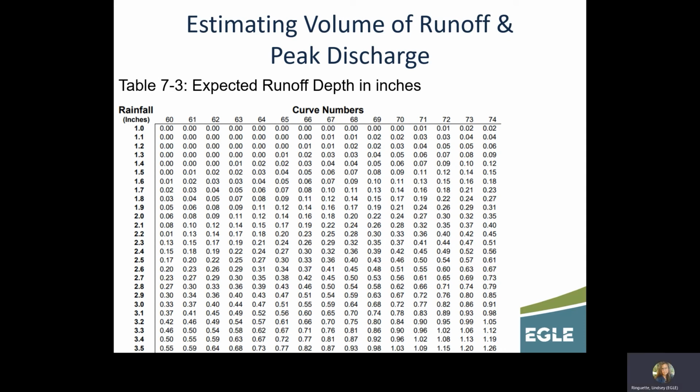As stated in the last slide, we need to determine the runoff depth in order to calculate the total volume of runoff. The runoff depth is determined based on rainfall and the runoff curve number, which can both be obtained from tables that we discussed earlier. Therefore, to determine the depth of runoff leaving the site, please use Table 7-3, Expected Runoff Depth in Inches. This table converts inches of rainfall to inches of runoff based on the runoff curve number assigned for the site, which, as mentioned earlier, you can obtain in Table 7-2.